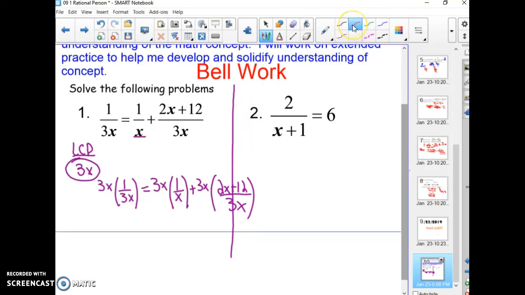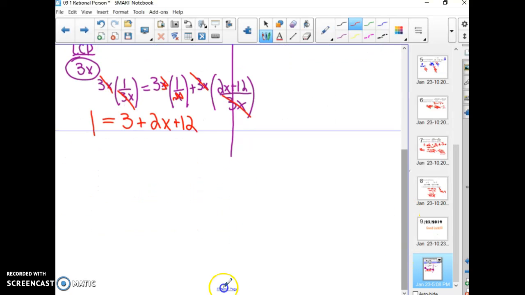I'm going to slash off stuff. The 3x cancel out. I'm left with the 1. Over here on my next one, the x's cancel out, so 3 times 1 is a 3. Add the 3x and the 3x cancel out, so I'm left with what's up top, 2x plus 12. So I have that equation. All I need to do is solve it, combine stuff.